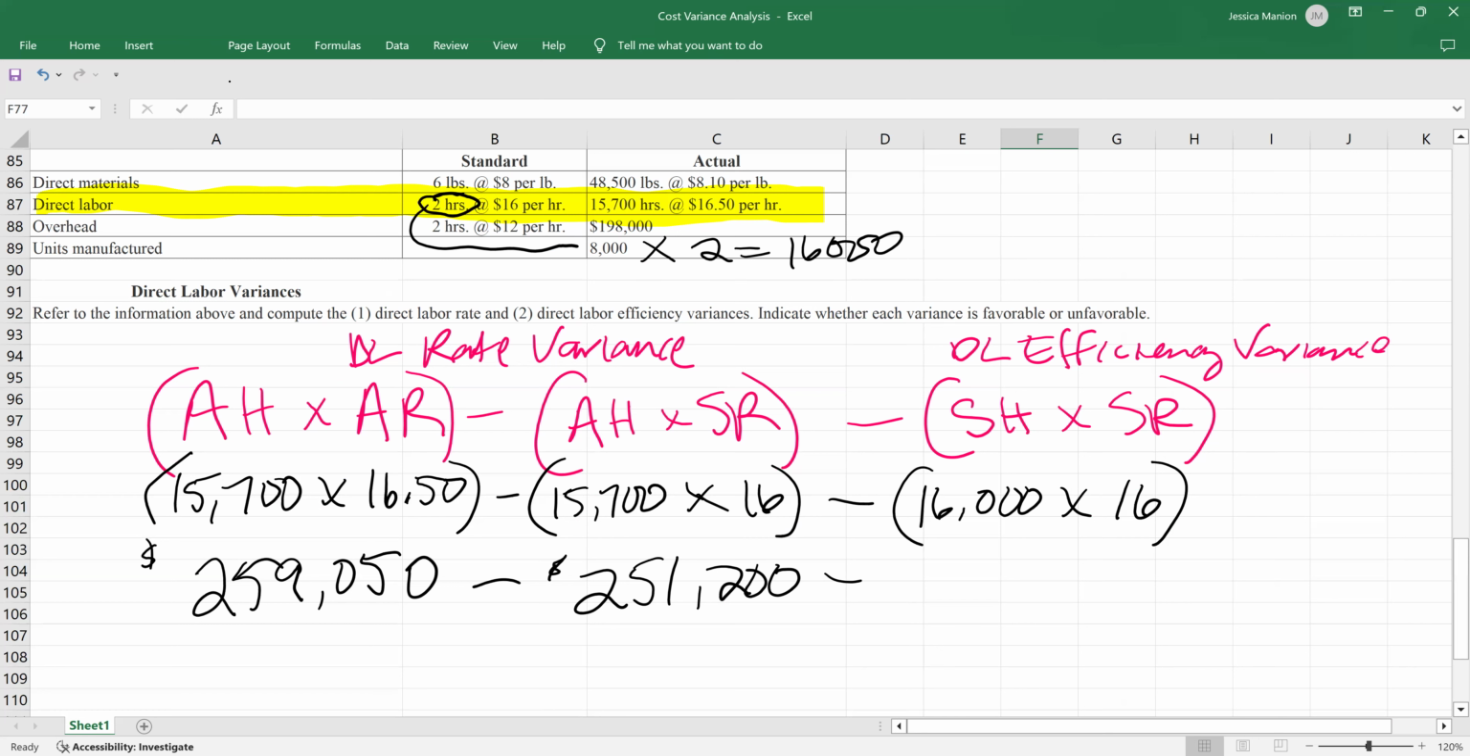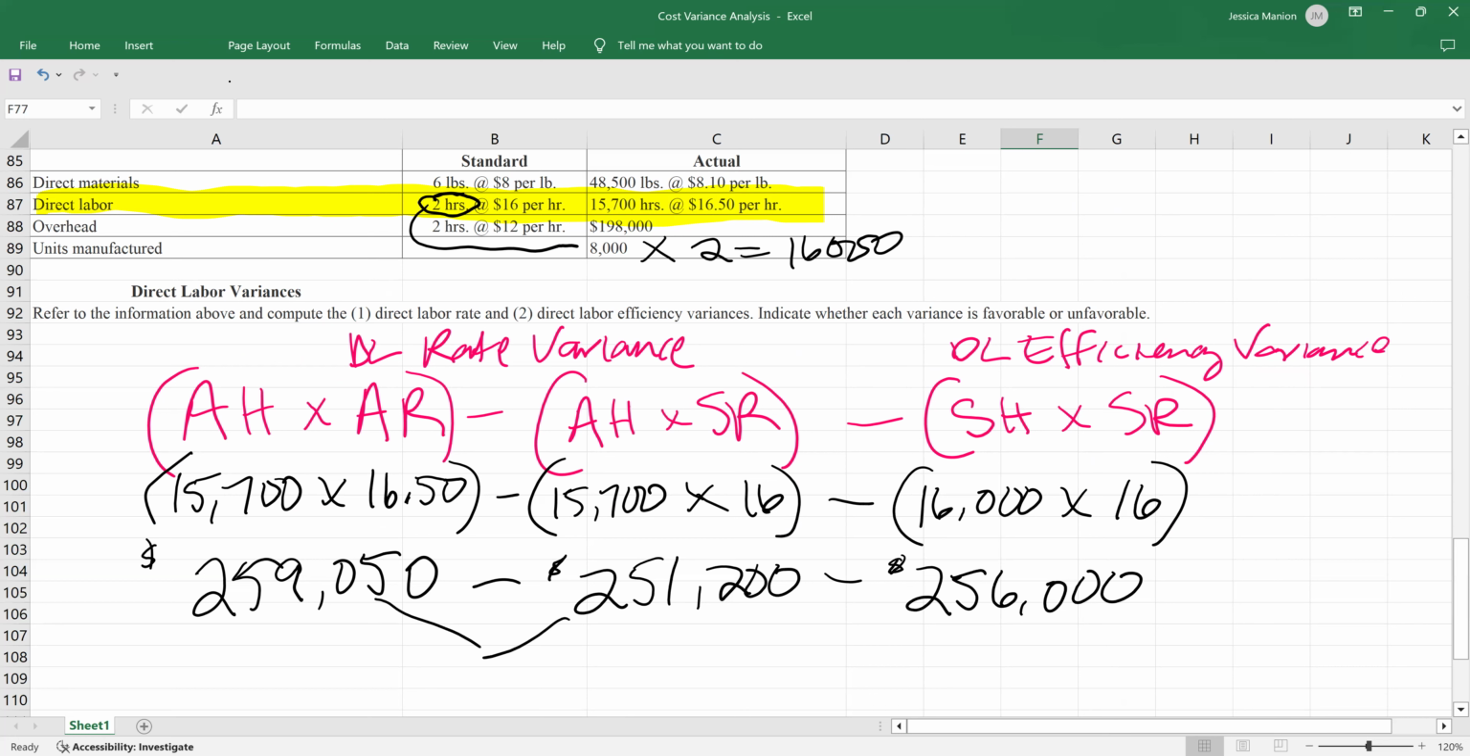And then standard hours, 16,000 times $16 an hour, 256,000. Based on the number of units, we actually did it in 15,700. So again, more efficient, right? Now we can take the difference between our actual hours actual rate and our actual hours standard rate.